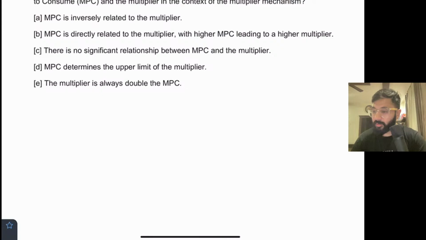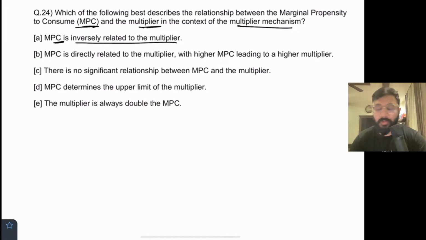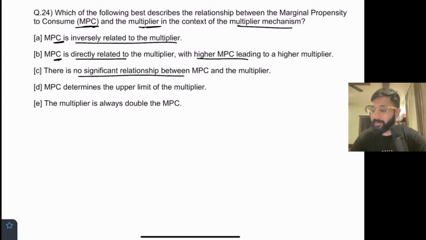Next पे चलते हैं. Question number 24. Which of the following best describes the relationship between marginal propensity to consume and the multiplier in the context of multiplier mechanism? Marginal propensity to consume is inversely related to the multiplier. MPC is directly related to the multiplier, with higher MPC leading to a higher multiplier. No relationship between MPC and multiplier. MPC determines the upper limit of multiplier. Multiplier is always double the MPC.